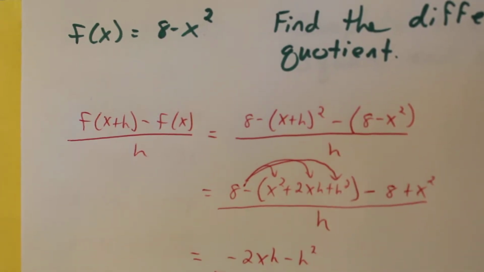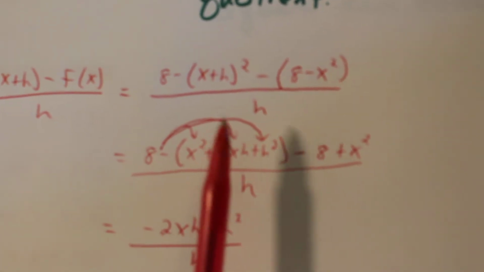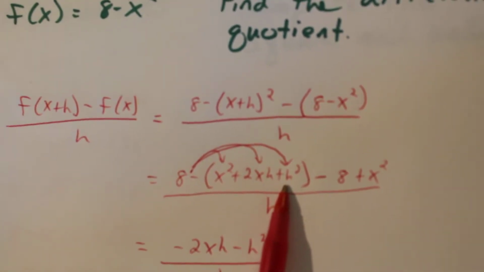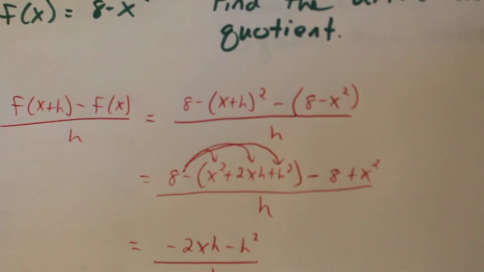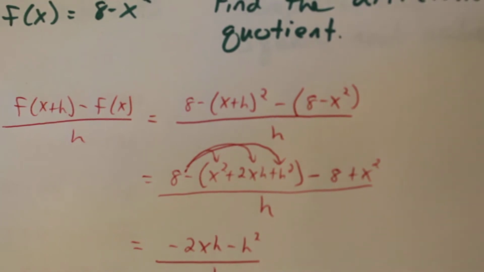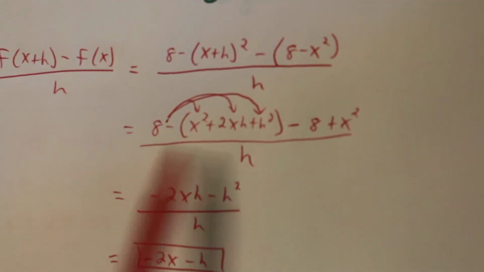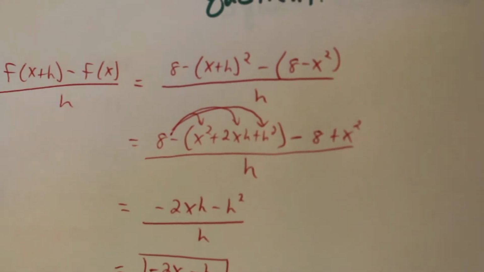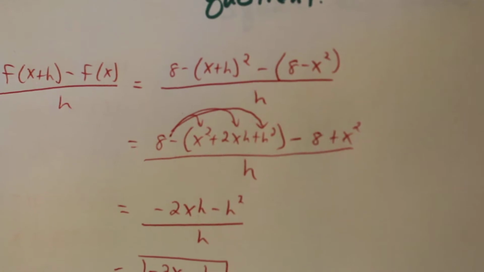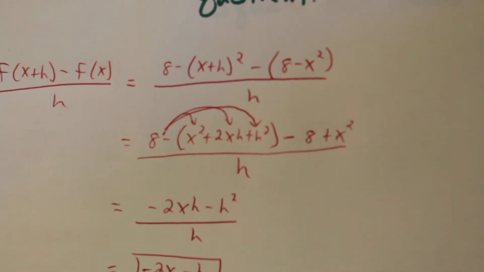So as we start to simplify this, don't forget to distribute the negative. (x plus h) squared gives us x squared plus 2xh plus h squared, minus, distributing the negative up here as well, minus 8 plus x squared, all over h. Now we can start to see that the 8 and the negative 8 will cancel out. We have a negative x squared and a positive x squared. The only remaining terms in that numerator will be negative 2xh minus h squared, all over h.